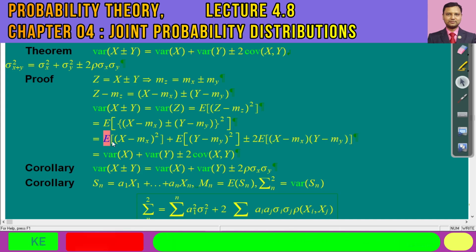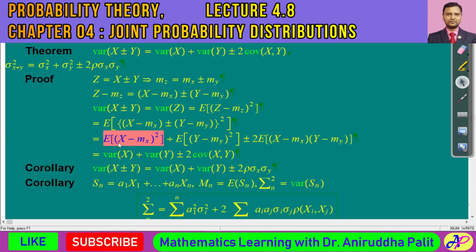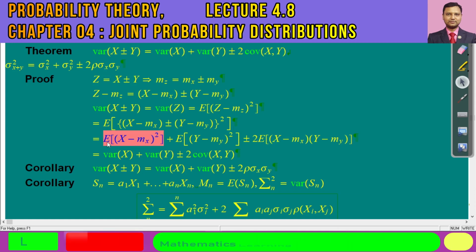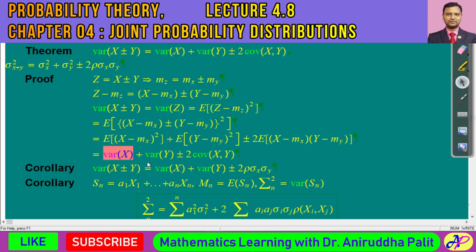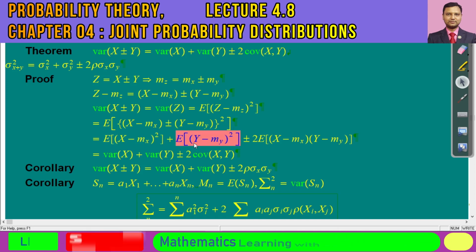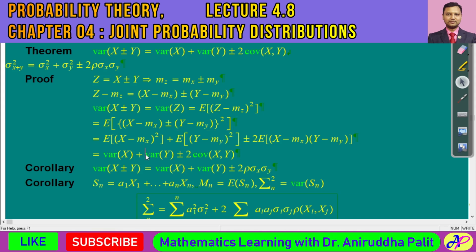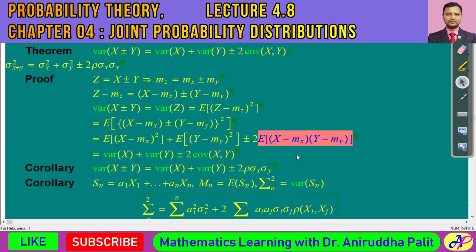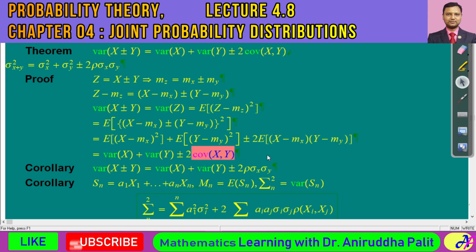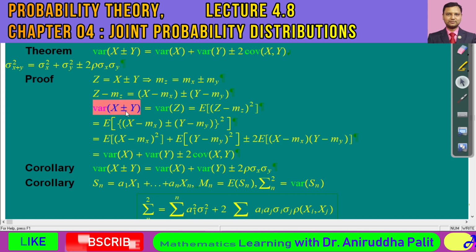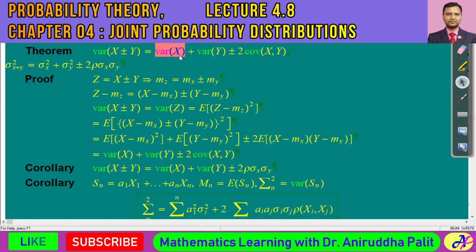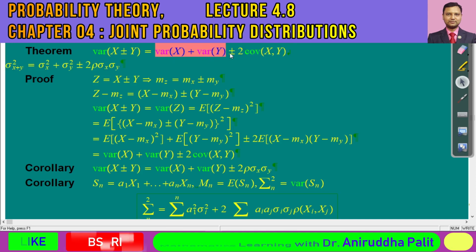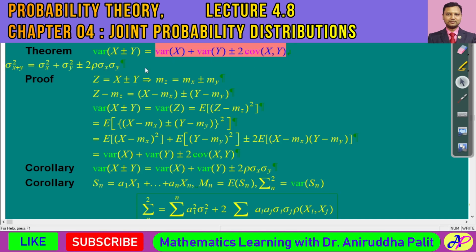Now you can observe that the first term, the expectation of x minus mx whole square, is equal to the variance of x. The second term, the expectation of y minus my whole square, is equal to the variance of y. The last one, the expectation of x minus mx into y minus my, is equal to the covariance of x comma y. Therefore, the variance of x plus minus y is equal to the variance of x plus the variance of y plus minus 2 into the covariance of x comma y.